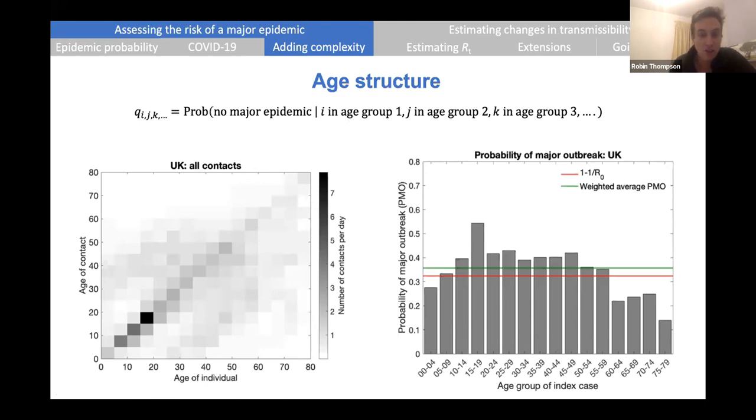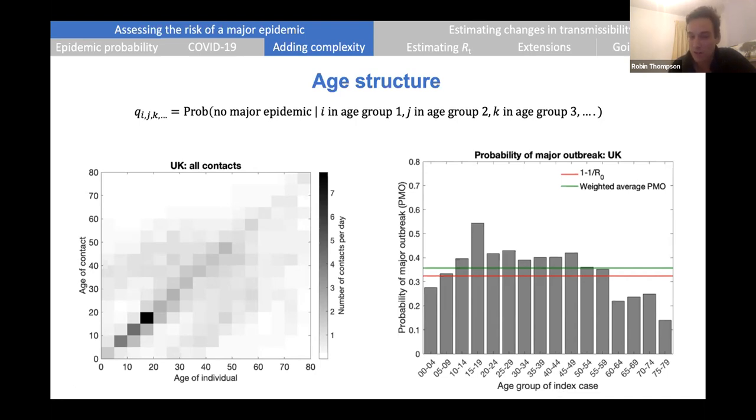You can then condition on the next event like before. You can then make the branching process approximation. And what you obtain then, if you have M different age groups, is M simultaneous equations with M unknowns, where the unknowns are Q_{1,0,0,0,...}, Q_{0,1,0,0,...}, and so on, and Q_{0,0,1,0,...}, etc. So you can then solve that system of equations, and what you obtain is output that looks like this output on the right-hand side here. So this is the probability of a major epidemic as a function of the age of the initial case that brings the pathogen to a new location.